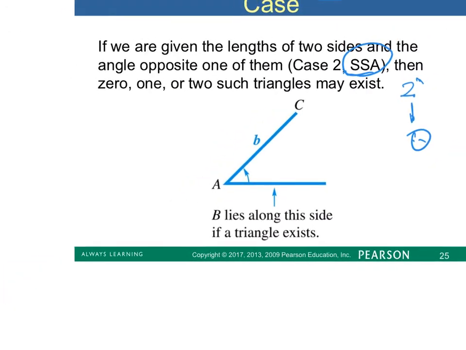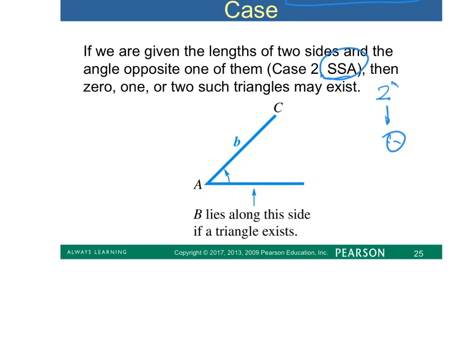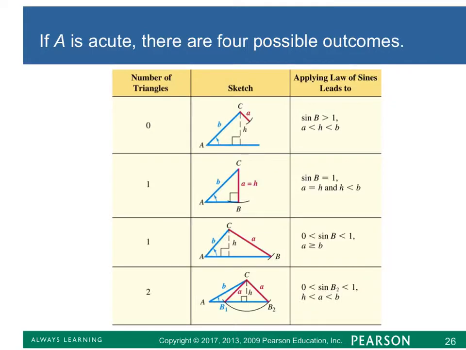Okay, looking at his picture here. If B is an angle along this side, somewhere there's another angle, and it could be like this, it could be like this, could be like this, if a triangle exists. But think about it. This angle could be different angles. You're only guaranteed knowing one angle. Okay, the chart shows that if A is an acute angle, you have four outcomes on this.